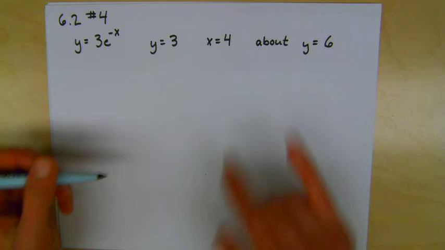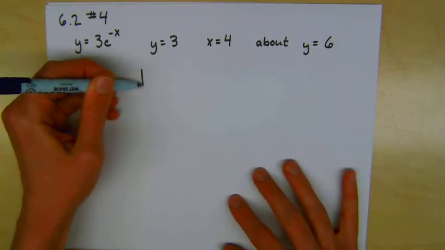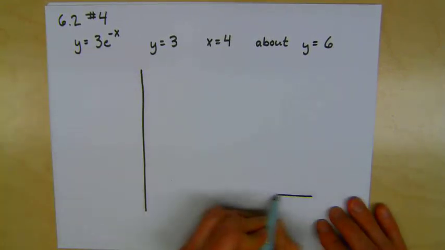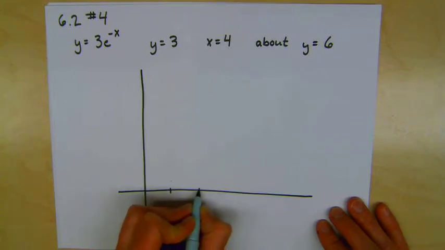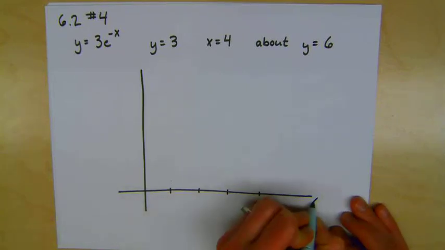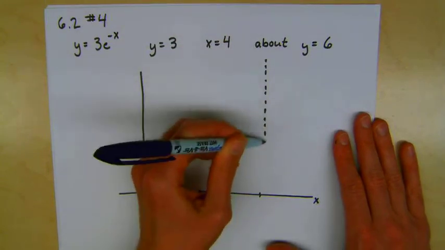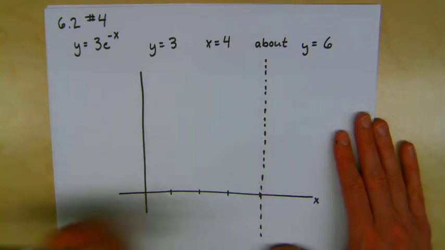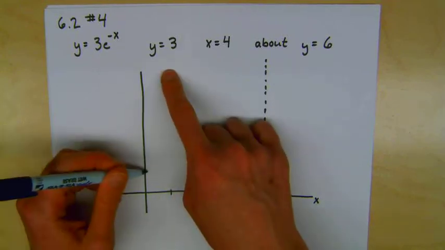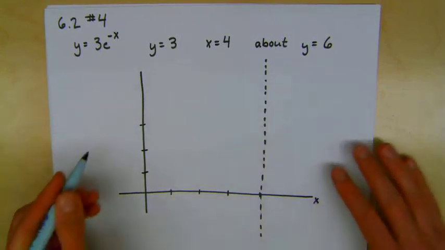Some of these lines are really easy to draw, so let's start with the easy to draw lines. X equals 4. I know what that line looks like. And y equals 3, I know what that line looks like.